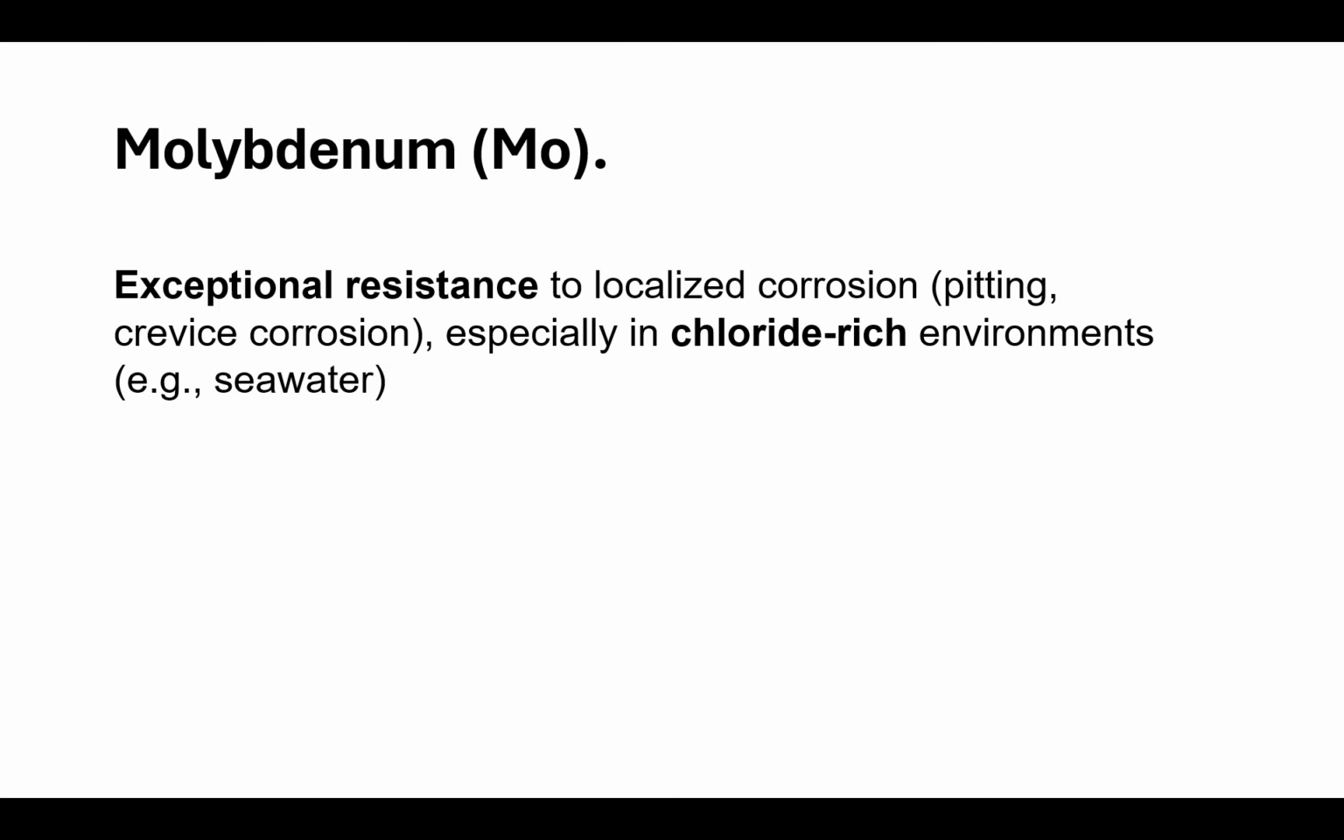It improves the weldability. Now I'm going to talk about a very interesting element called molybdenum. When 2 to 3% molybdenum is added to SS304, we get 316. Stainless steel grades 304 and 316 have almost identical composition, except 316 has 2 to 3% molybdenum. What does this molybdenum do? It gives exceptional resistance to localized corrosion and pitting. It helps prevent pitting, particularly in chloride-rich environments.